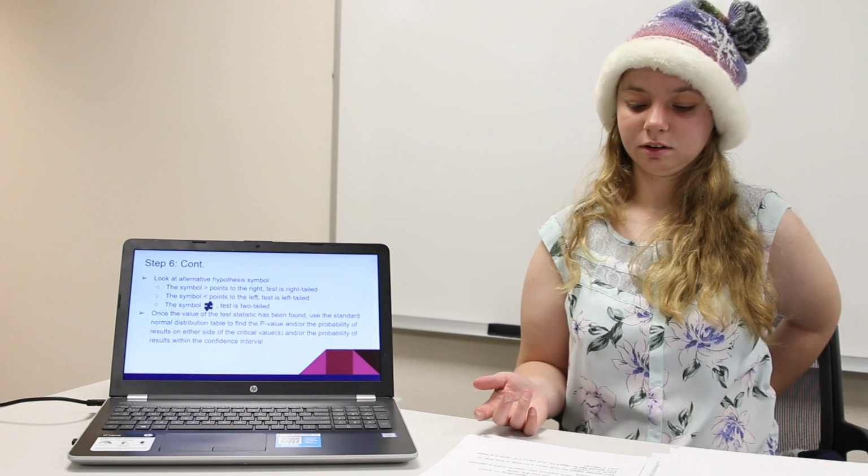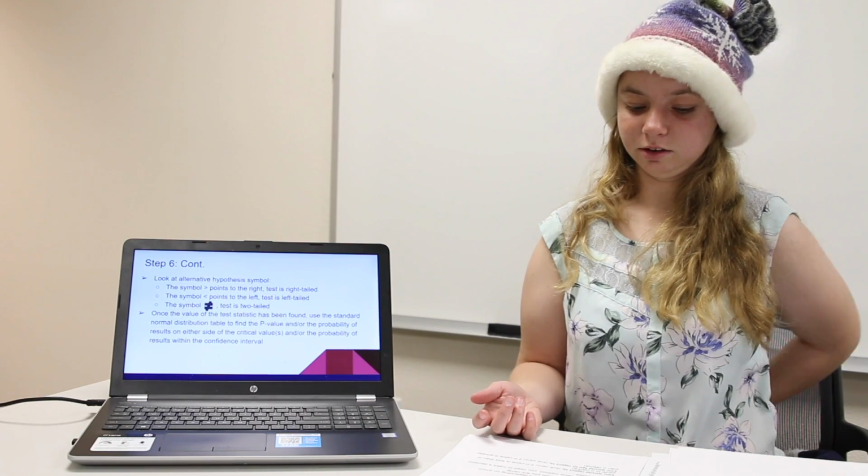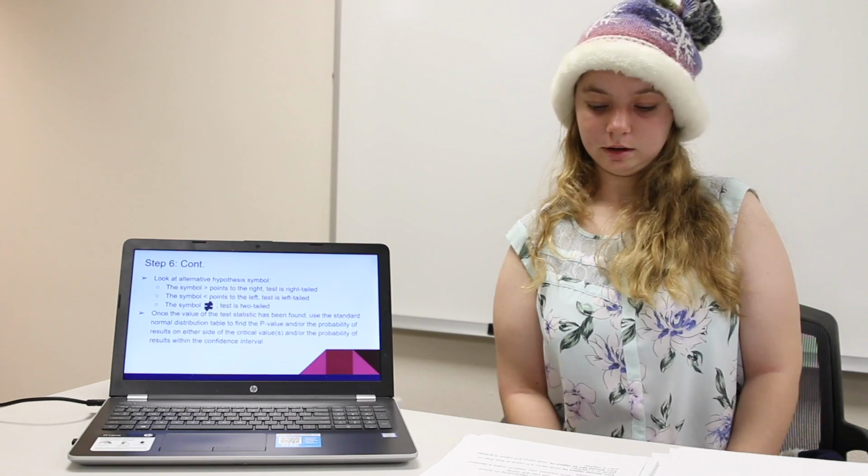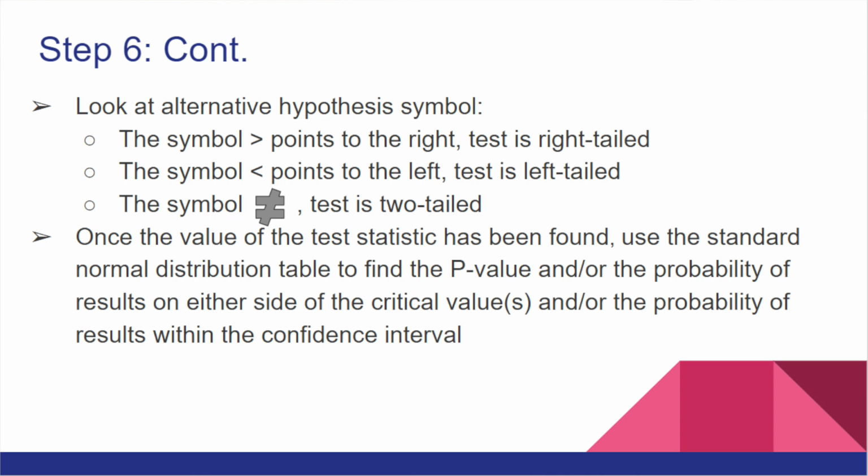Continuing on with step 6, here are some helpful hints to determine which type of test it is: look at the alternative hypothesis symbol. If the symbol points to the right, which is the greater than symbol, the test is right-tailed. If the symbol points to the left, the less than symbol, the test is left-tailed. If the symbol is not equal, the test is two-tailed.